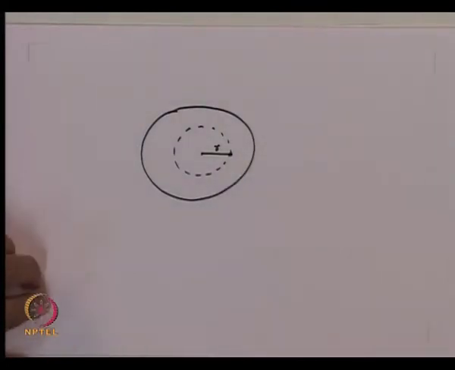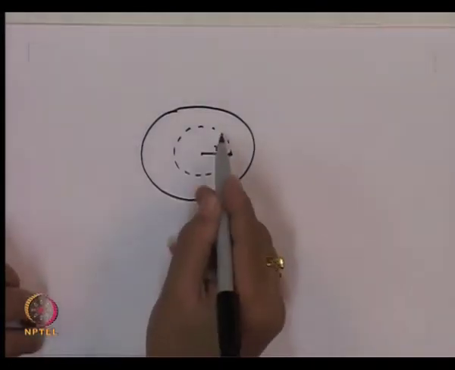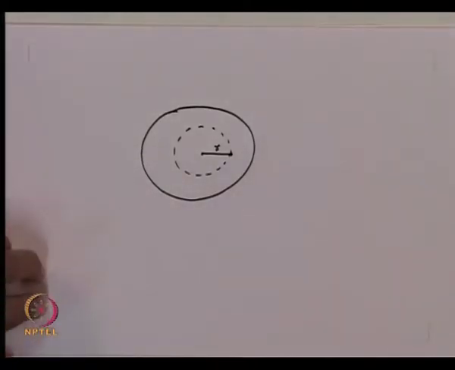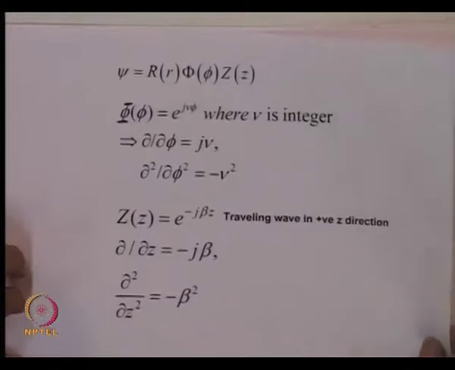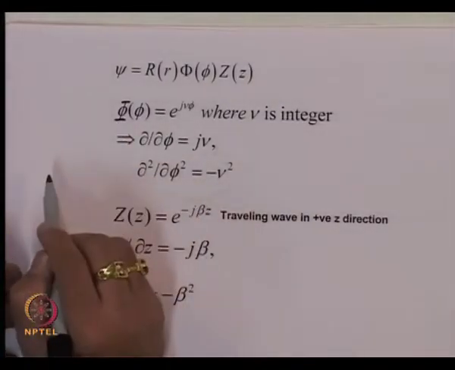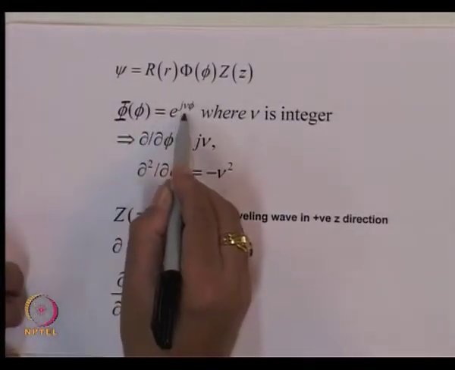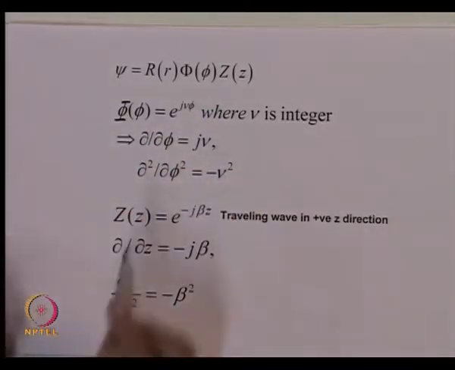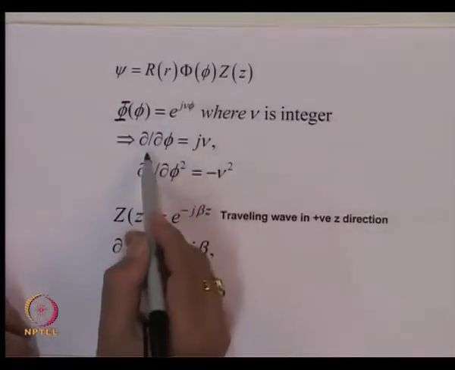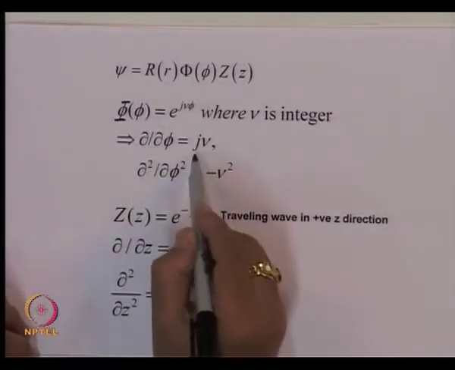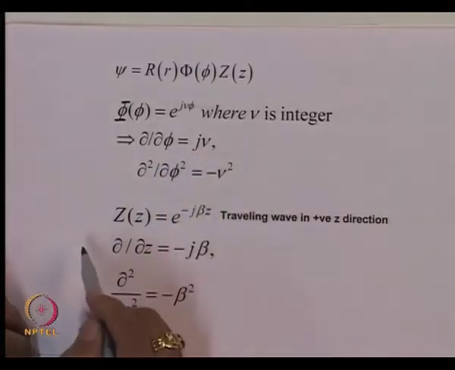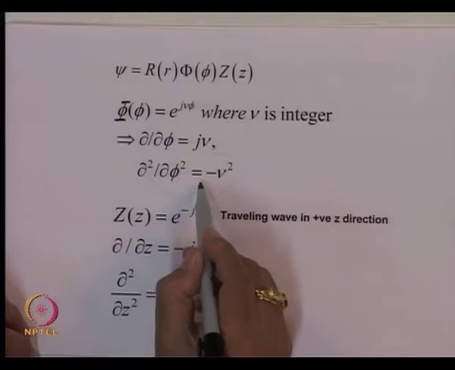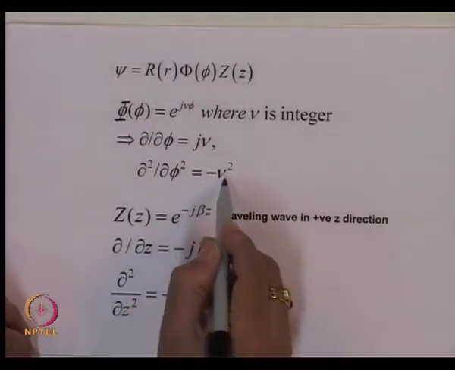So, from this physical understanding that by changing the angle phi by 2 pi, the function must repeat itself, we have a variation of phi which can be given as e to the power j nu phi, and nu is an integer. Once you have that, then any derivative with respect to phi would be equivalent to multiplying by j nu, and second derivative with respect to phi would be equivalent to multiplying the quantity by minus nu square.